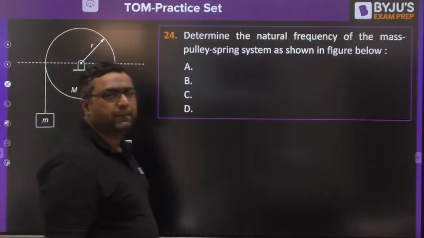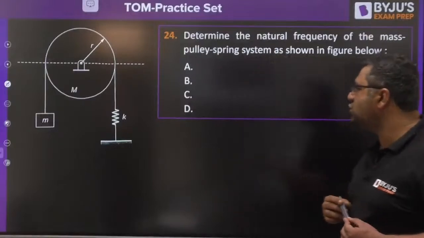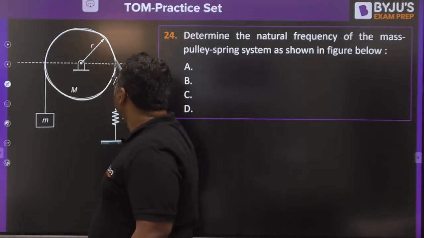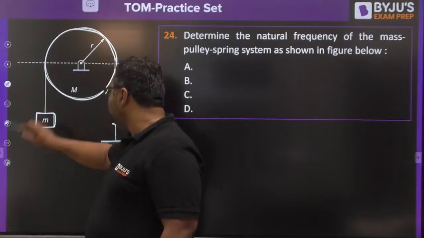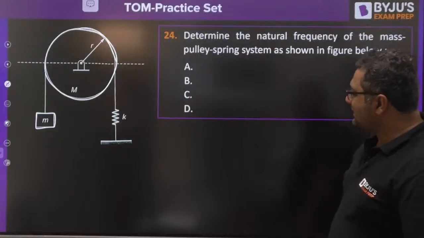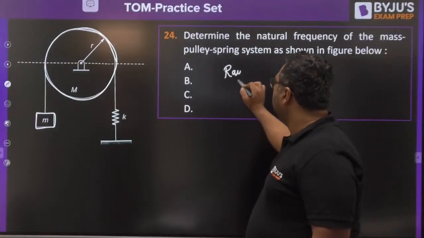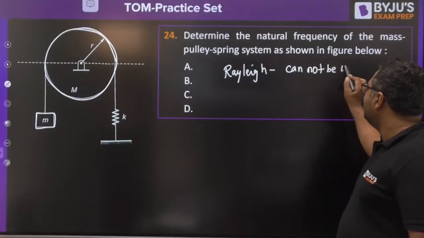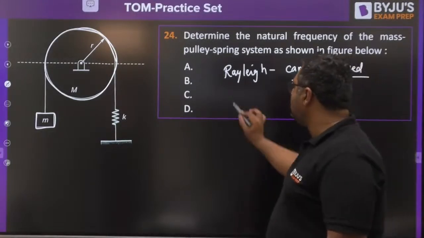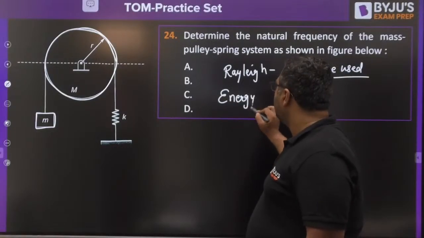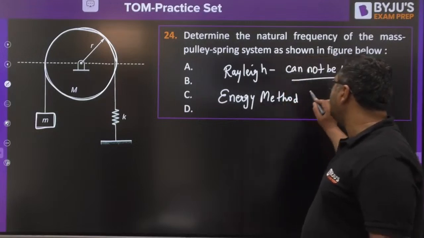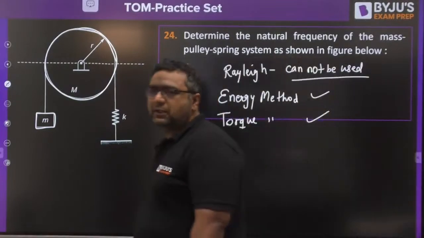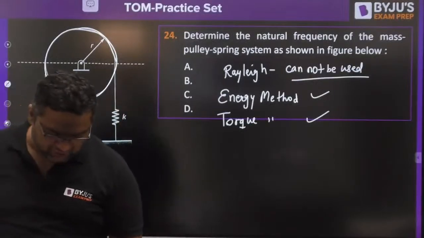Now this is a vibration question. And my dear, if you see this question, this disk has the mass of capital M. This small mass is the block mass. So there are 2 masses present. Rayleigh's method cannot be used. There is no damper. We can go for the energy method or the torque method. You can go for any of these 2. There are no options, you need to answer the natural frequency of vibrations.